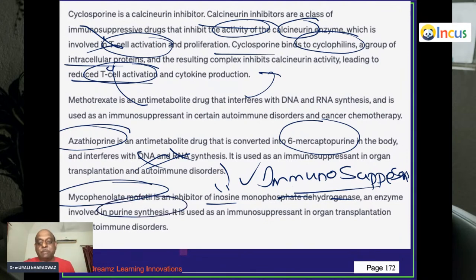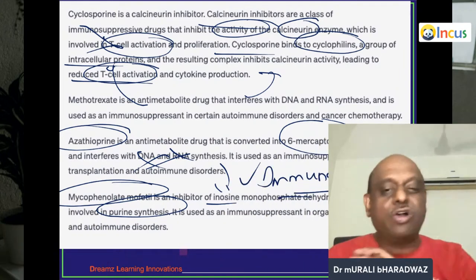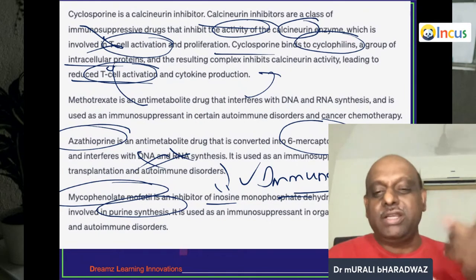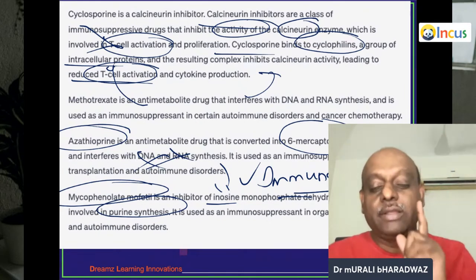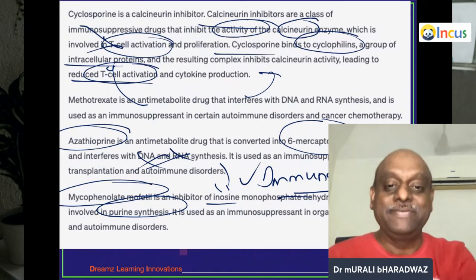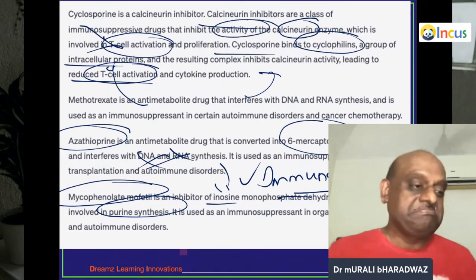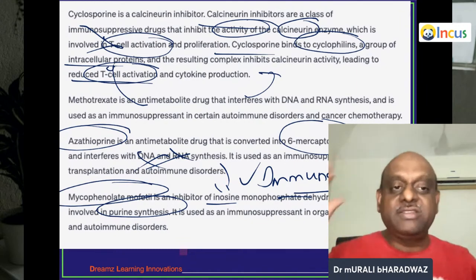So all these immunosuppressants, prepare them thoroughly, doctor, no compromise. One question, sure shot the examiner will ask. And you have to be ready. Last moment, hot and fresh, go ready to the exam.